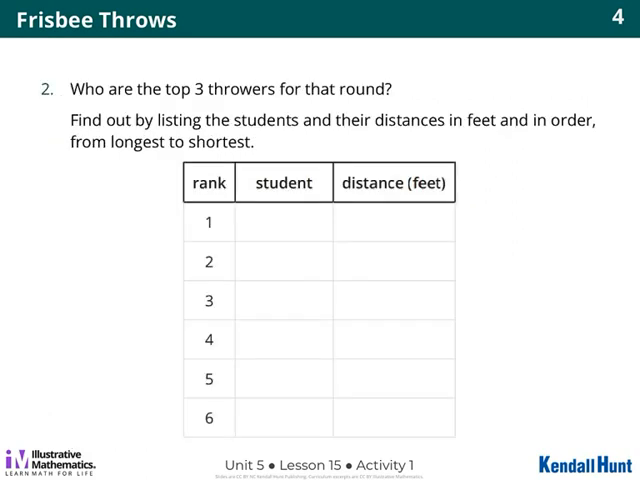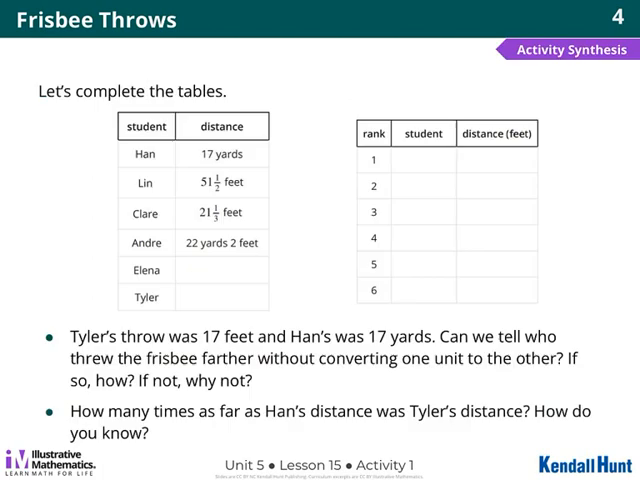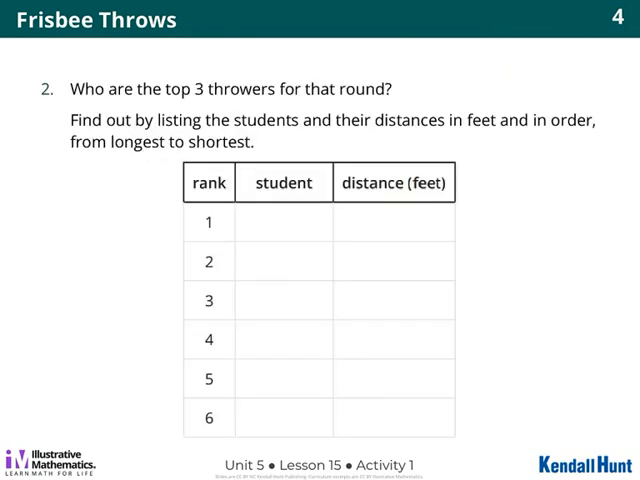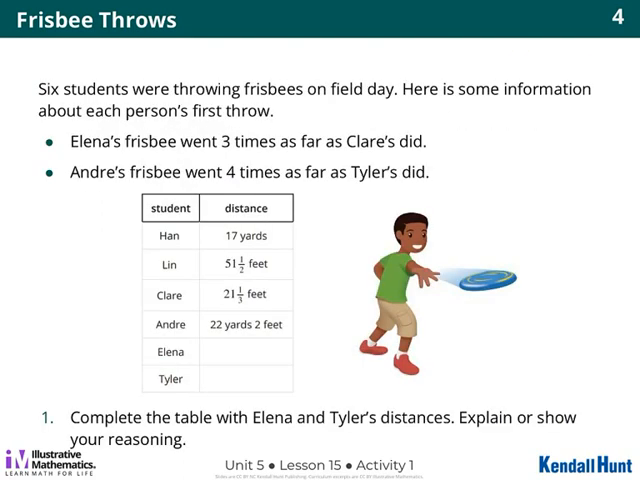Do not start yet. Number 2, who are the top throwers for that round? Find out by listing the students and their distances in feet and in order from longest to shortest. If you throw your frisbee, you're going to be the top thrower if yours goes the longest, right? Okay. And when we synthesize, we will go over the tables. All right. You're going to work with your math partner about 10 minutes.